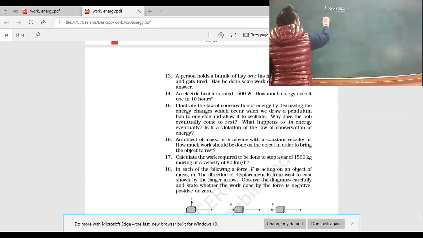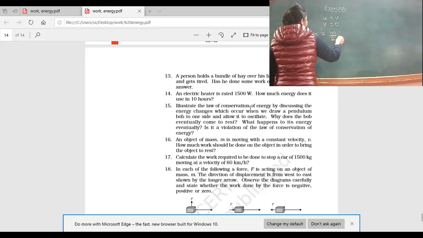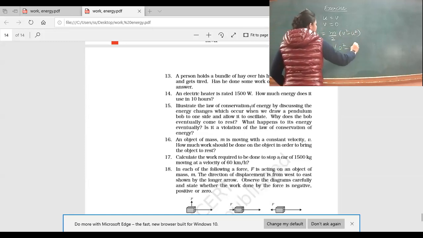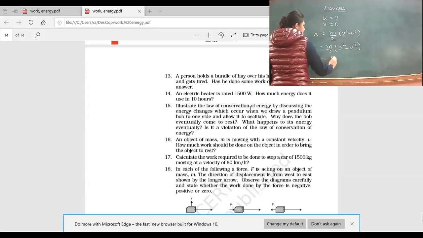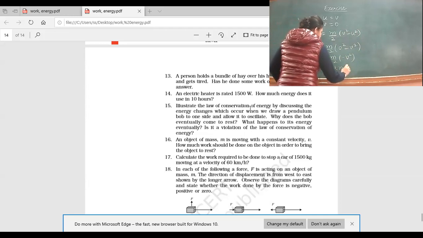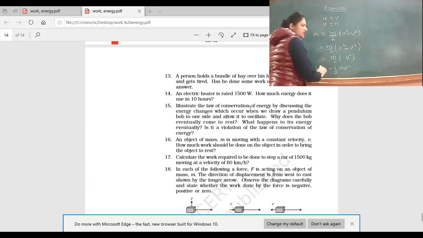So in this case, u is v and v is 0. And work energy formula is W is equal to m by 2 (v square minus u square). So put the values here. V ko 0 aur u ko v put kar dijiye. So this is minus half mv square. So the work is minus half mv square.